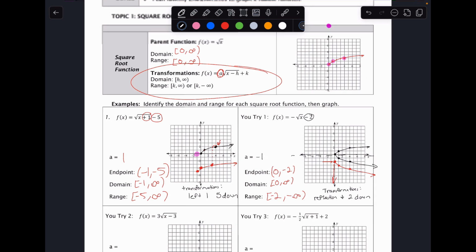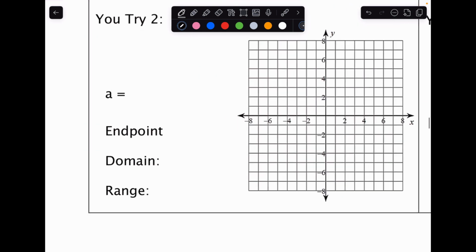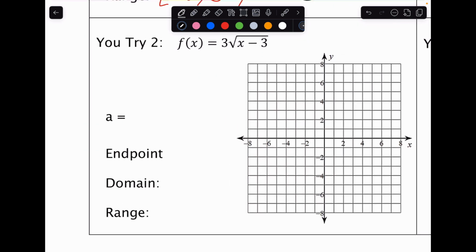All right. Let's go ahead and we will try this one here. This one's a little bit tougher. So we have our A value, which is 3. Now here, our endpoint is going to be, remember you switch the sign of the guy on the inside, so that's going to be 3. And there's nothing on the outside there, so that is going to be 0. So 3, 0.